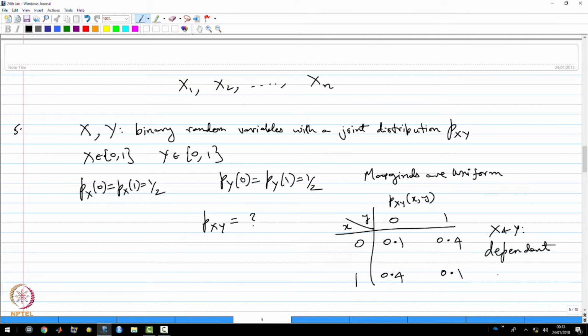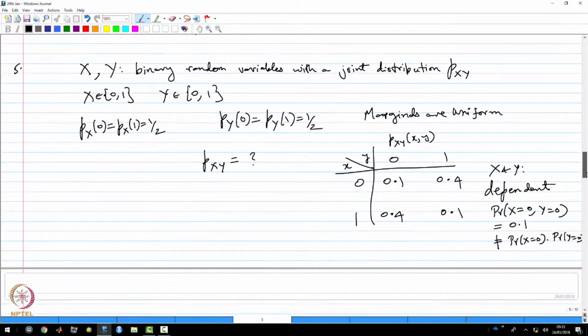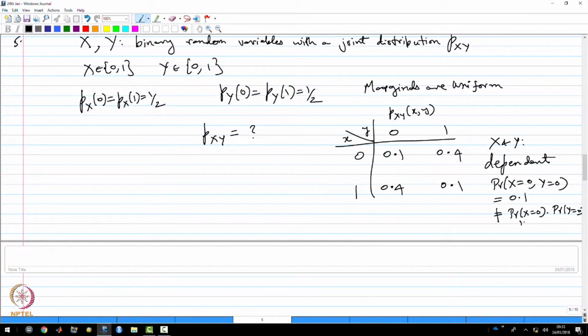You can check why that is so, because the probability that x equals 0 and y equals 0 is equal to 0.1, and it's not equal to the probability of x equals 0 times the probability of y equals 0. So this is not true, and because of that, this is dependent. You can see why, because this is 1 by 2 into 1 by 2, which is 0.25. On the other hand, this is just 0.1. So this is a joint distribution which is dependent.